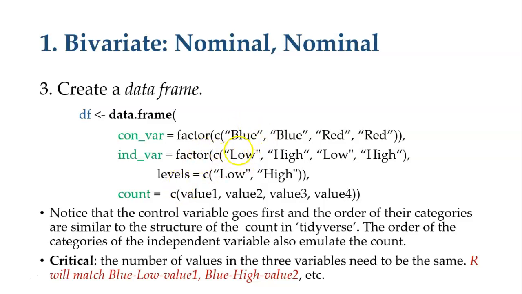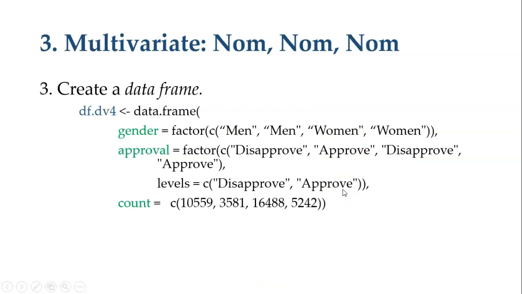So again, just to emphasize, what R is gonna do is graph the following information. It's gonna graph 4 values. The first value is the information related with blue in the control variable, with low in the independent variable, and with the value that we're gonna give in the dependent variable. And later it's gonna graph blue, high, value 2, red, low, value 3, and red, high, value 4. Okay, that's what you're gonna have. Now let's go to the actual example.